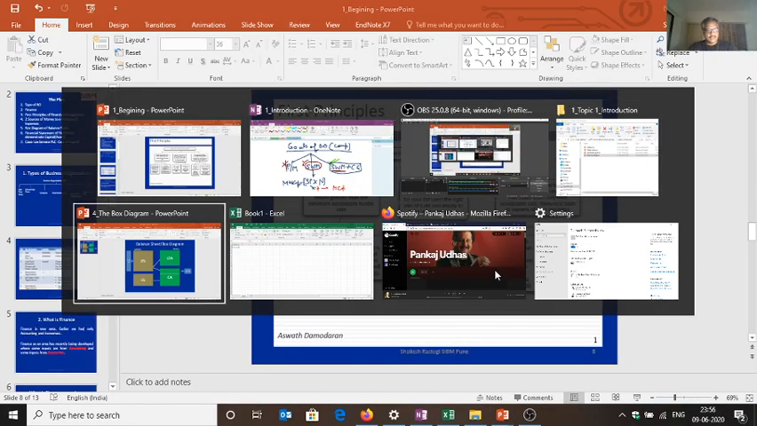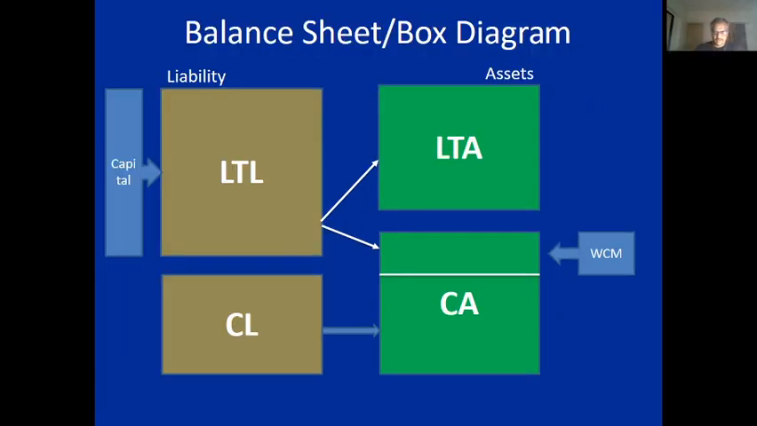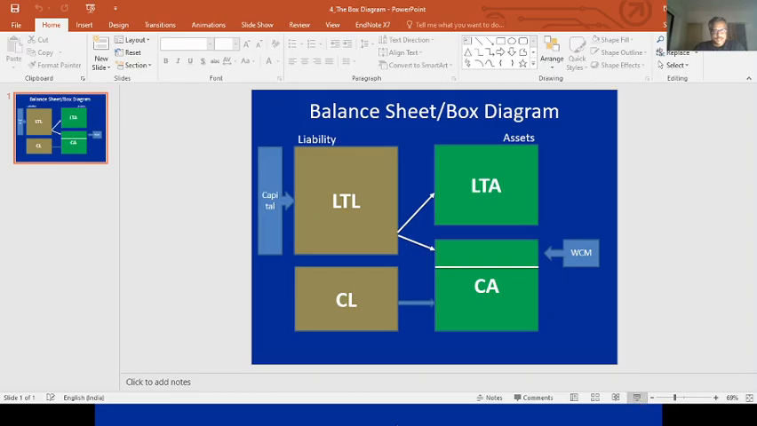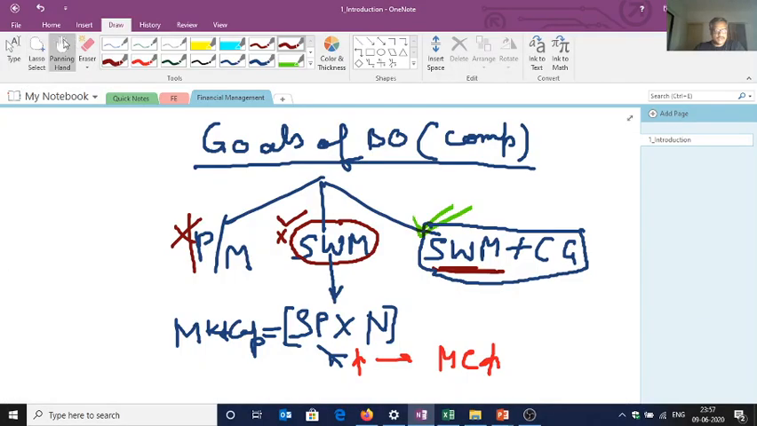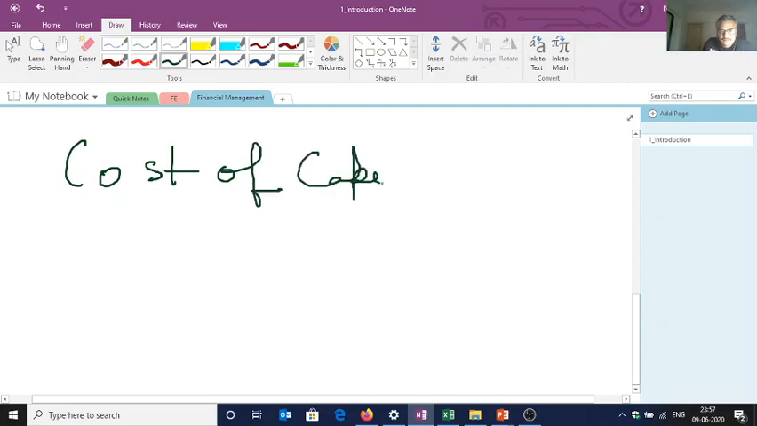Let me give you one more idea before I start my discussion on cost of capital. So right now what we are talking about, before I talk about cost of capital, let me talk about what is capital. So for us, it is important to understand that when we say cost of capital, I have to start the topic cost of capital.